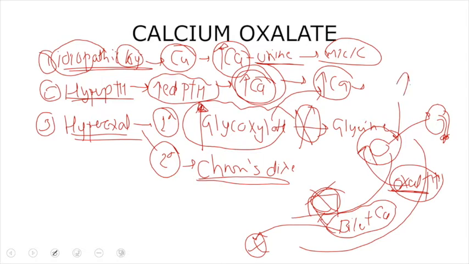So there will be an increased amount of oxalate in the urine in case of Crohn's disease, and hence Crohn's disease will also result in hyperoxaluria. The third condition that I will associate with hyperoxaluria is known as ethylene glycol poisoning.